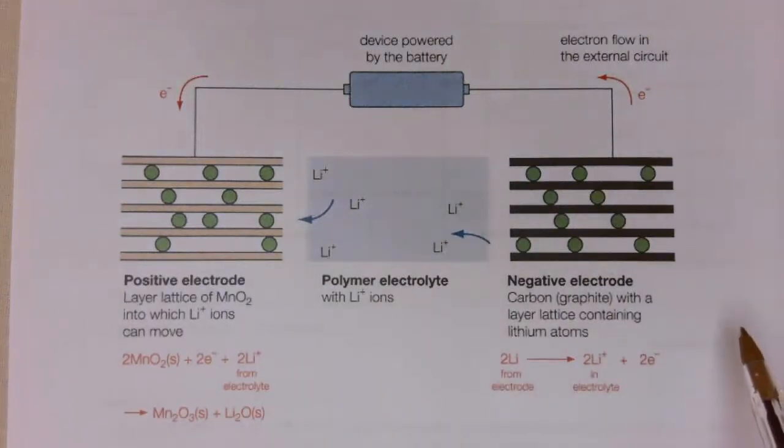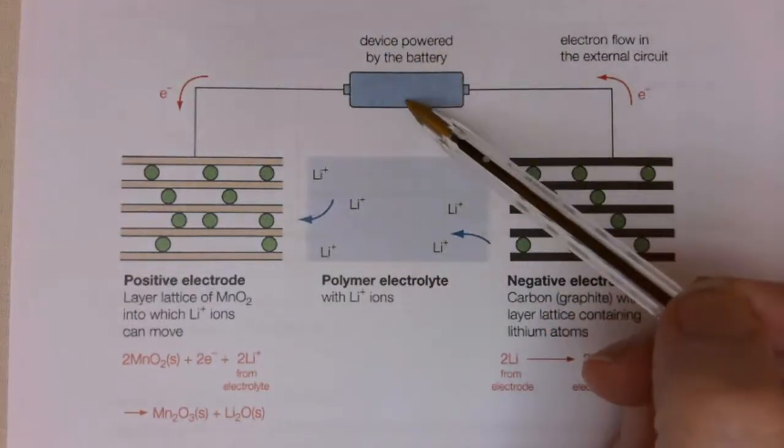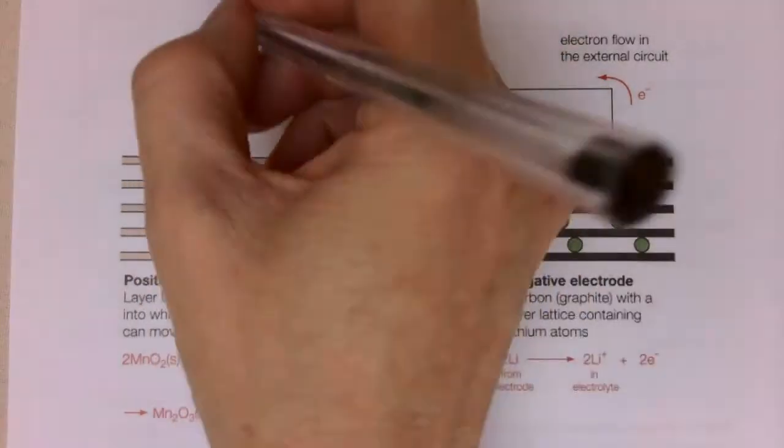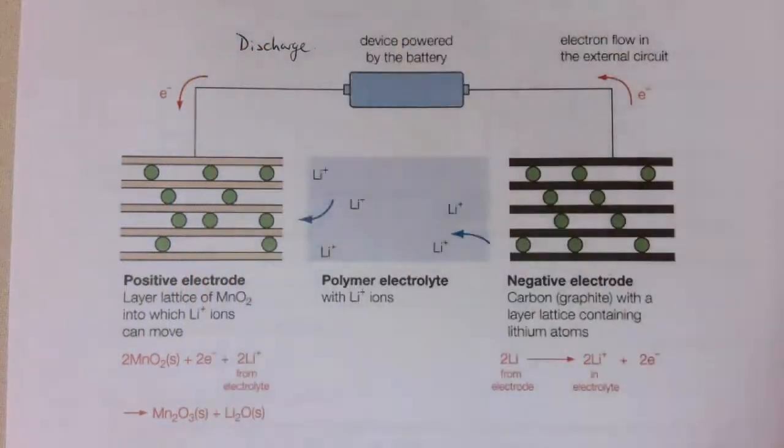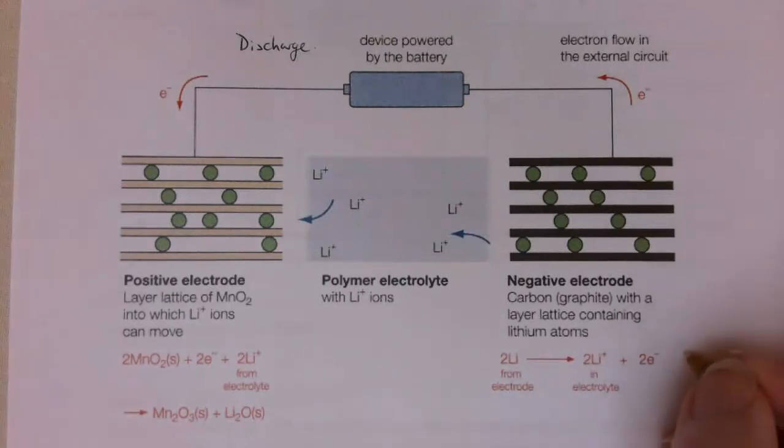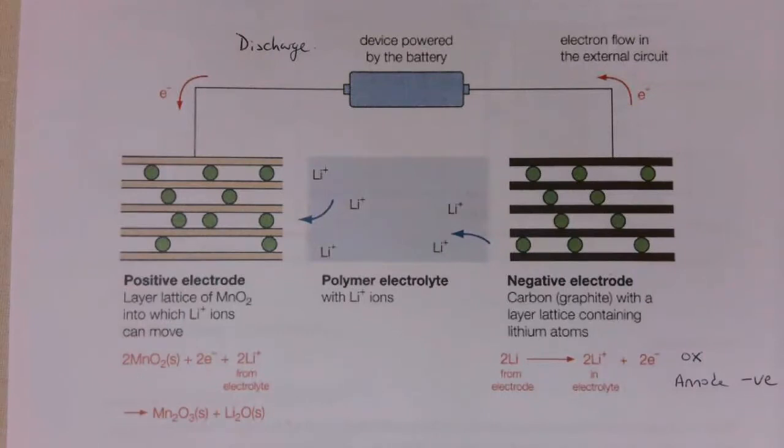So this system is set up, and because we're using the battery to power something, we call this discharge. So this would be basically you using your mobile phone. So here I have this reaction going on at the negative electrode. So the lithium metal is becoming lithium ions. So this is your oxidation. This occurs at the anode. And in this case, the anode is the negative electrode.